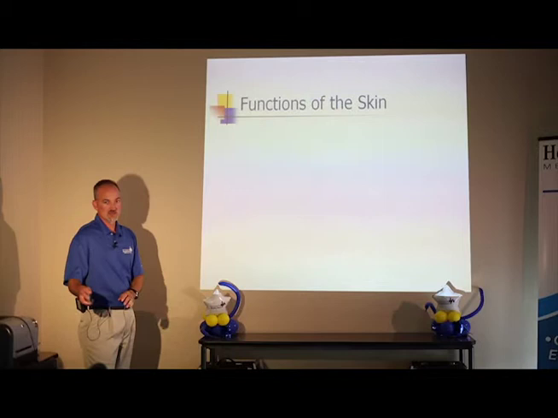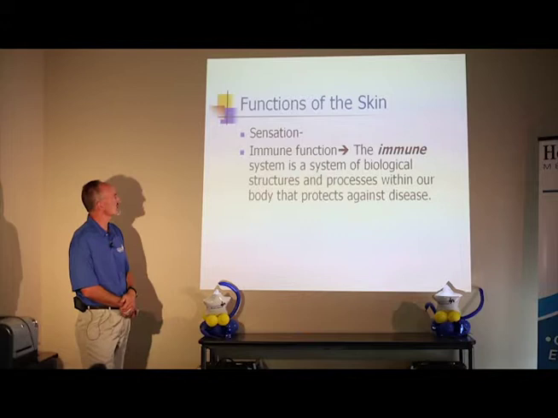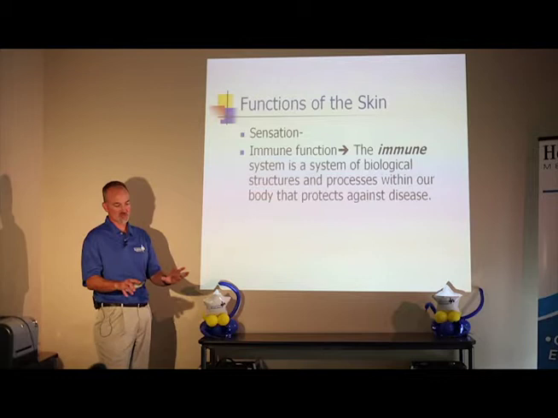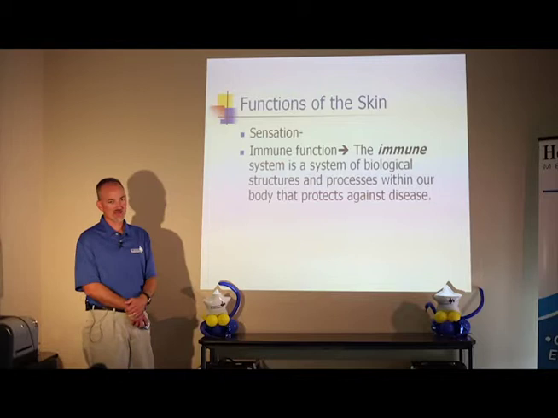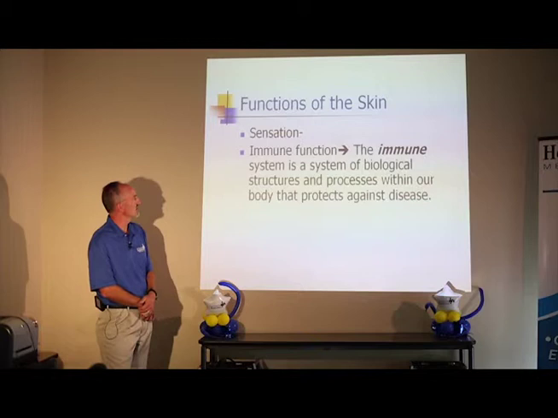Functions of the skin: one of the big ones is sensation, being able to tell if you have heat or cold. Your body's able to sense that. It's a problem for diabetics that don't have good sensory function in their skin. If they go out and walk on a hot summer day across a driveway and don't realize that it's hot, it can scorch and blister their feet, and they may not know it because they don't have proper sensation in their skin, just because of nerve damage caused by diabetes.